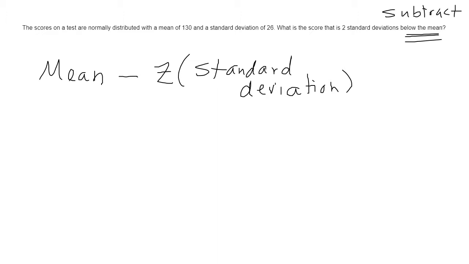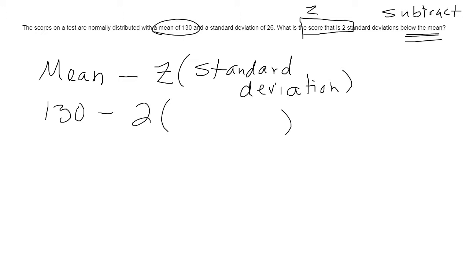All right, my mean here is 130. This is another test. My z-score is going to be whatever it says for the score. So that's my z-score. It's 2 standard deviations. Now the numerical value for the standard deviation is going to be where it uses the phrase standard deviation of 26. Now again, I'm going to put this in my calculator.